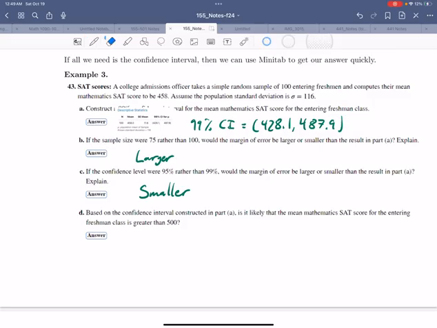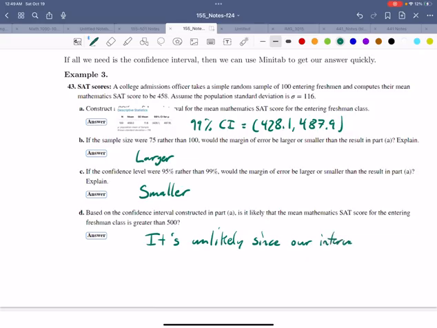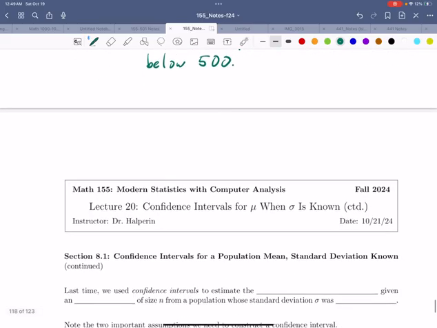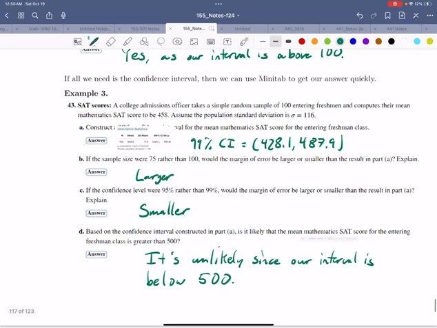So let's see. Is it likely that the mean is greater than 500? It's unlikely, since our interval is below 500. Okay. And that'll be it for this video.